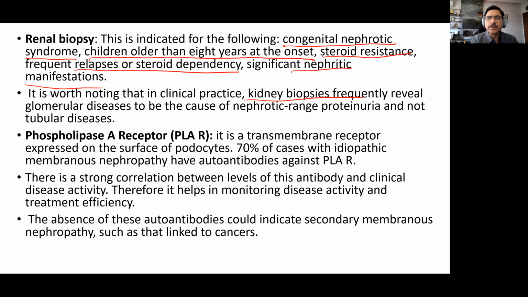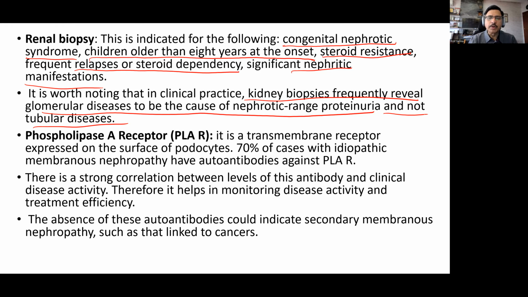Kidney biopsies frequently reveal glomerular disease to be the cause of nephrotic proteinuria and not tubular disease. Generally, when people hear proteinuria, they think it is tubular disease, but it is not. It is more a nephrotic range of proteinuria, as evidenced by the glomerular disease, if at all you do a renal biopsy.